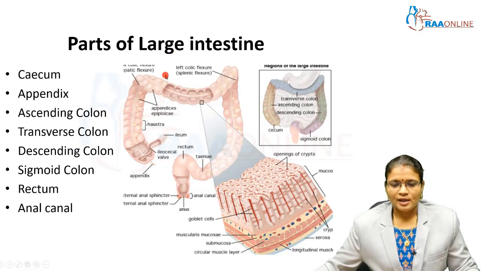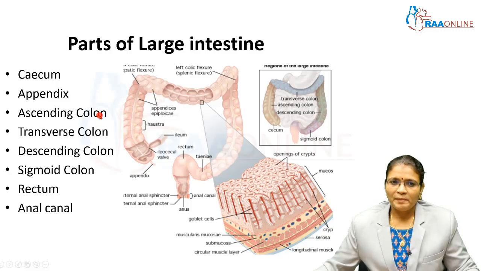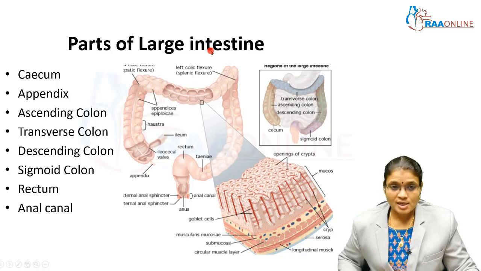The large intestine begins from cecum and ends at the anal canal. In between we have some parts. They are cecum, appendix, ascending colon, transverse colon, descending colon, sigmoid colon, rectum and anal canal. These are the parts of large intestine.